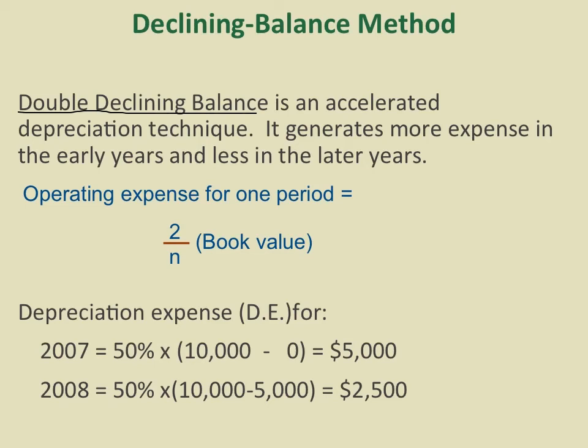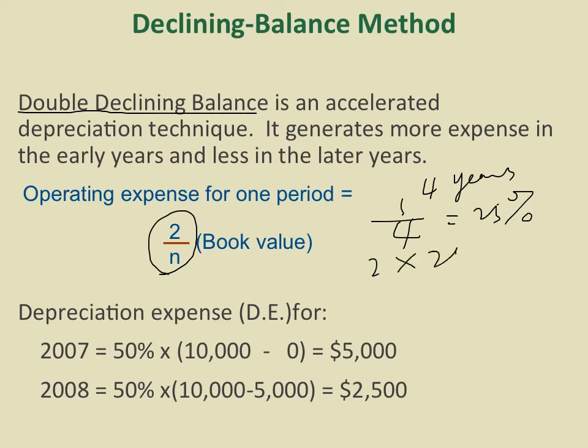If you're using the double declining method, the depreciation rate of every year is 2 over n. For this particular case, since the estimated useful life is 4 years for this car, if you're using the straight line method, every year we're going to depreciate a quarter of that value, which is 25%. If you're using the double declining method, we double that, 2 times 25%. So every year we're going to depreciate 50%.